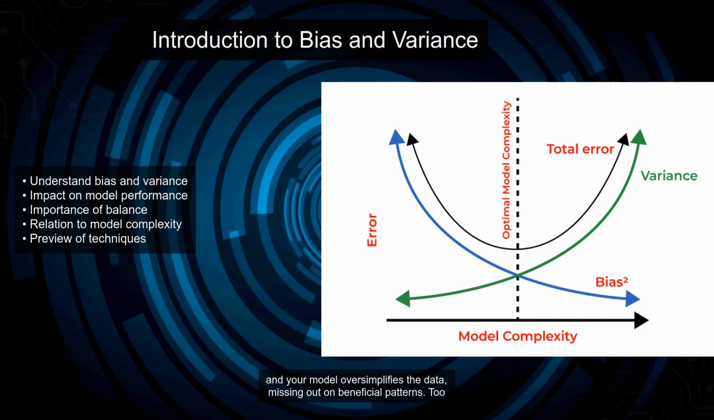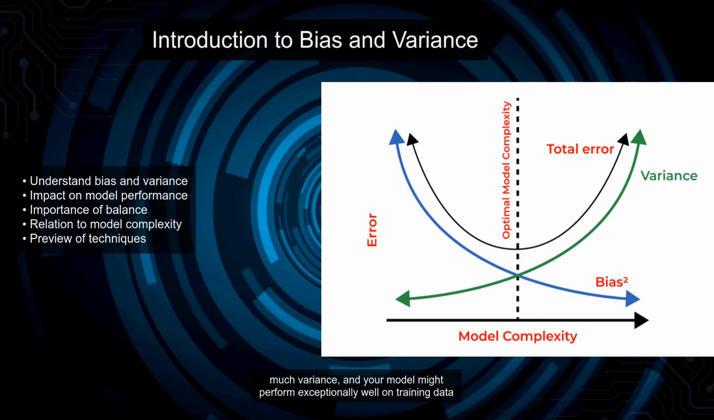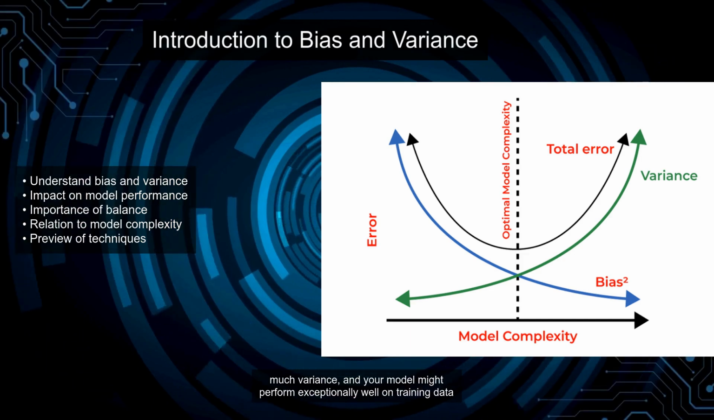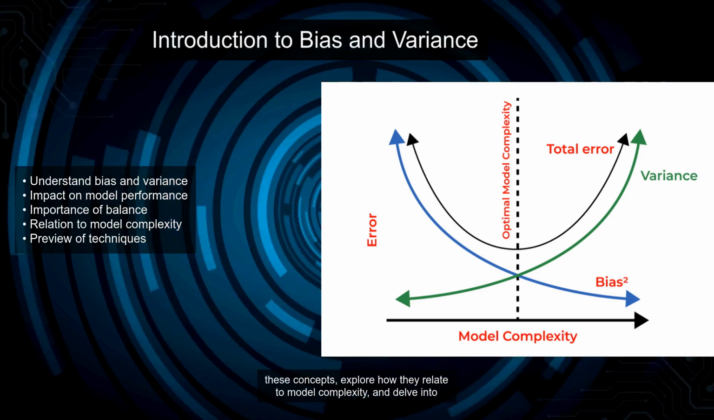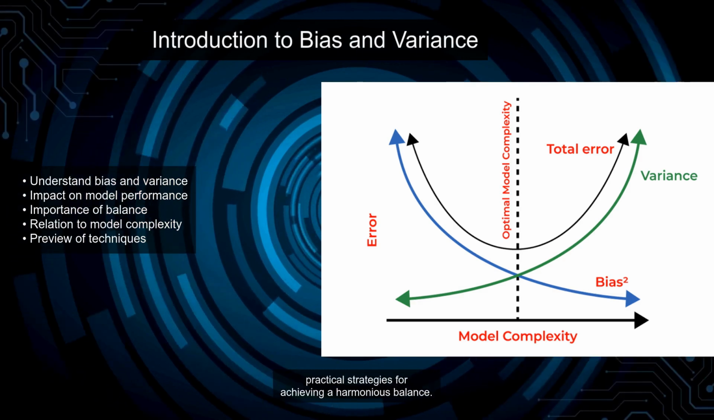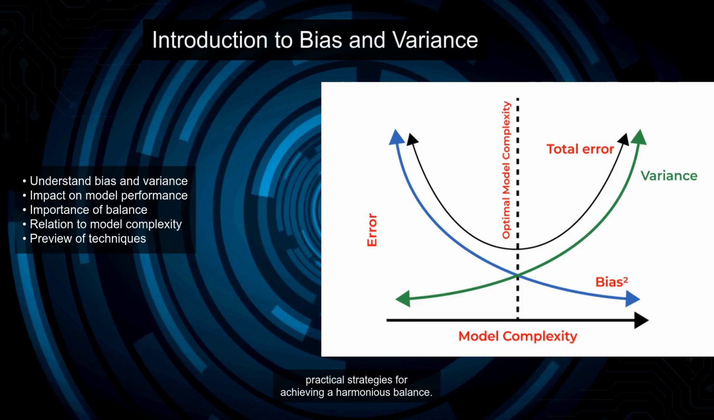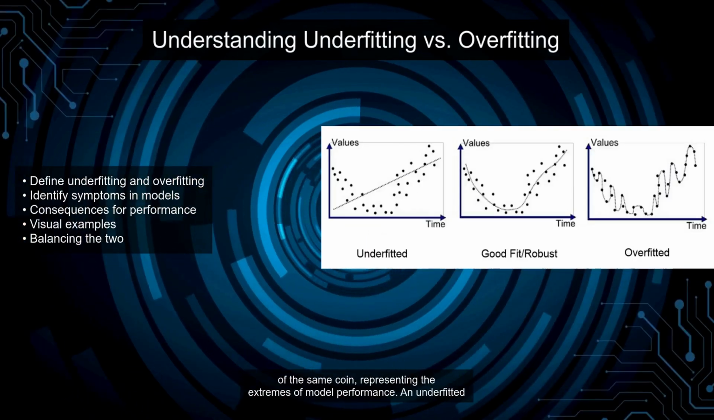Too much bias, and your model oversimplifies the data, missing out on beneficial patterns. Too much variance, and your model might perform exceptionally well on training data but fail to generalize to new data. Throughout this video, we'll unpack these concepts, explore how they relate to model complexity, and delve into practical strategies for achieving a harmonious balance.